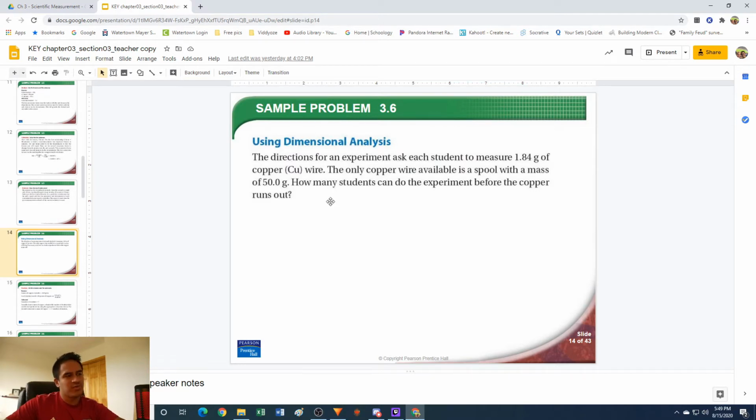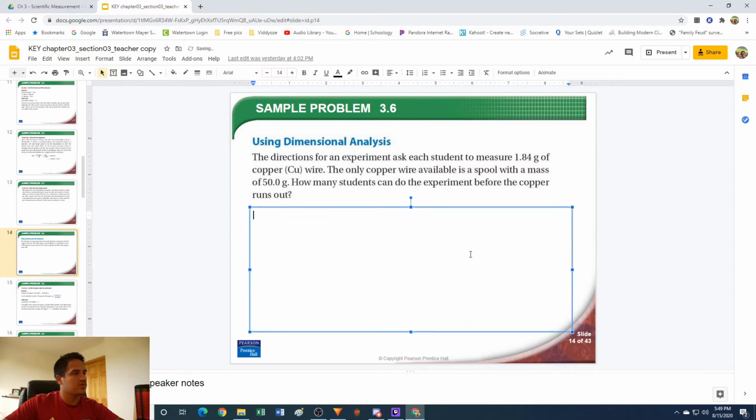The directions for an experiment ask each student to measure 1.84 grams of copper wire. The only copper wire available is a spool with a mass of 50 grams. How many students can do the experiment before the copper runs out? All right, so let's take a look at this one, and let's actually do this one out ourselves.